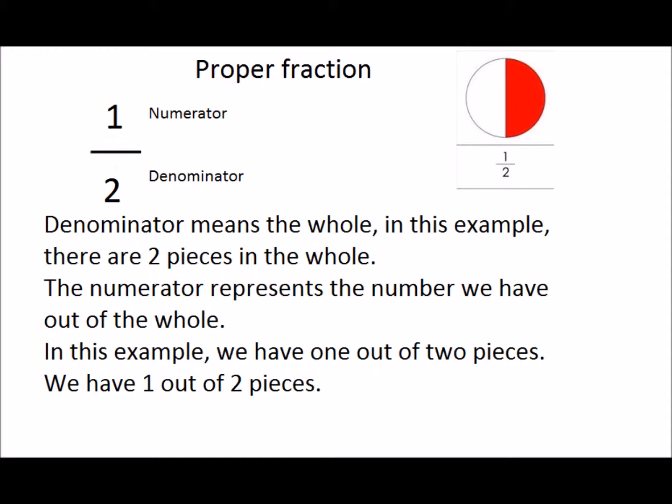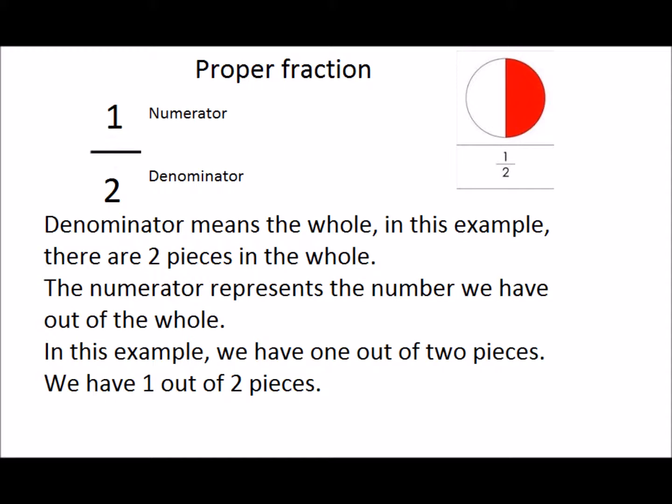Now to look at the terms. First we have the denominator. That's the number at the bottom of the fraction. This means the whole. So in this particular example, there are 2 pieces in the whole. Again, if we look at the circle, there are 2 pieces. There's a left and a right, 2 pieces.